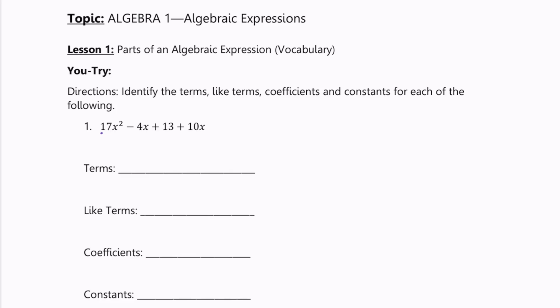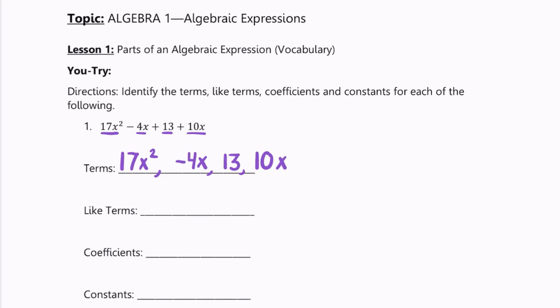So terms are all of these things. Each thing separated with a plus or minus sign constitutes a term. So we have 7x squared. We would call that negative 4x. It's really like plus a negative 4x. We have 13 and we have 10x. So everything separated with a plus or minus constitutes a term.